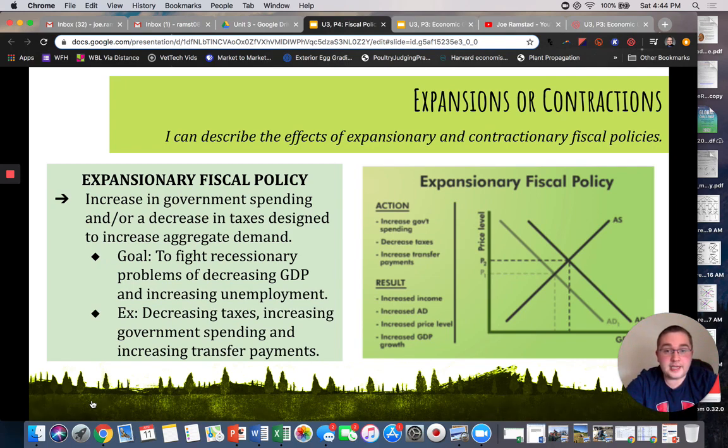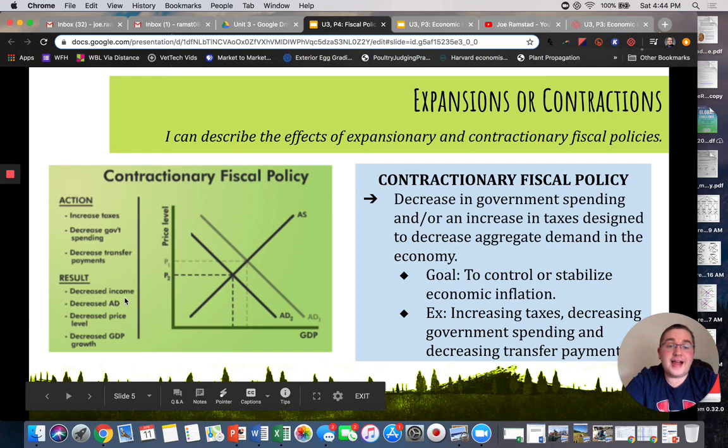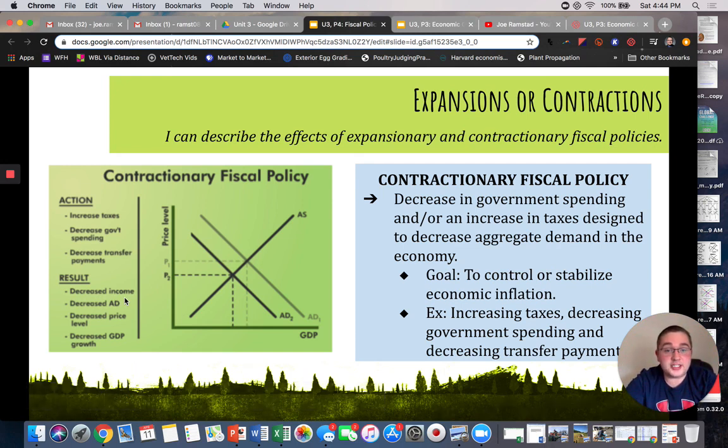Okay. And a contractionary fiscal policy, on the flip side, is a decrease in government spending and/or an increase in taxes designed to decrease the aggregate demand in the economy. So the goal is to control or stabilize any inflation that's occurring. And an example would be raising taxes, decreasing government spending, and decreasing the amount or value of transfer payments.